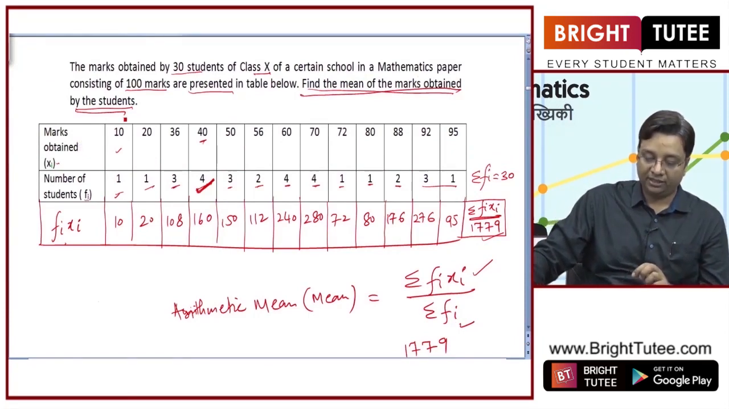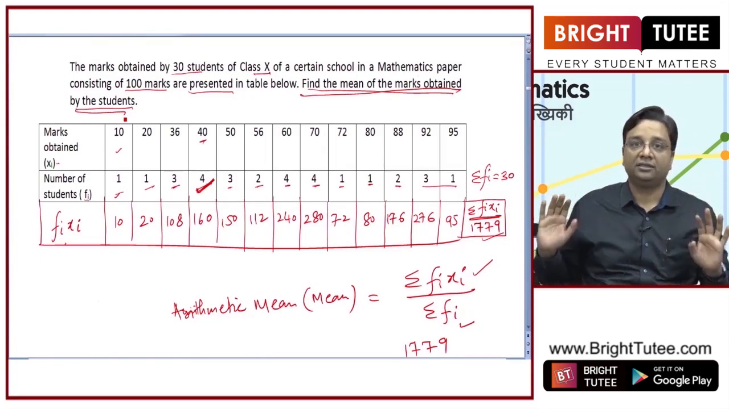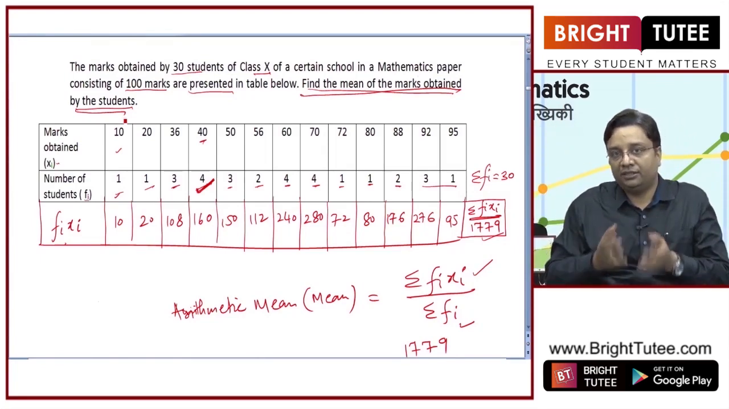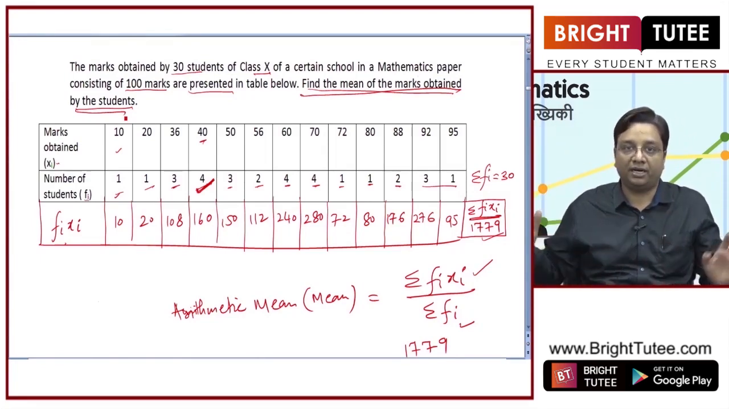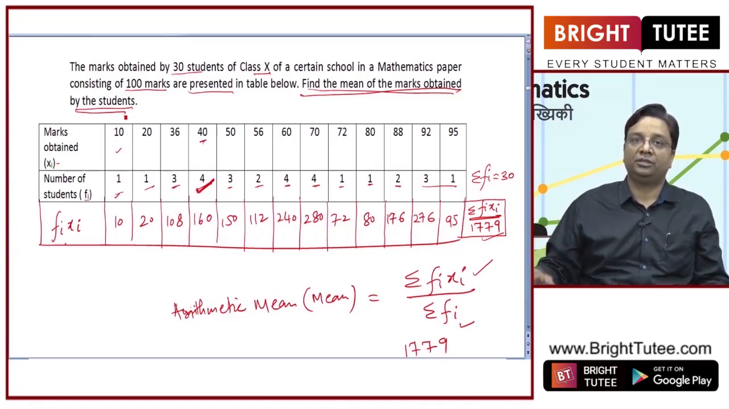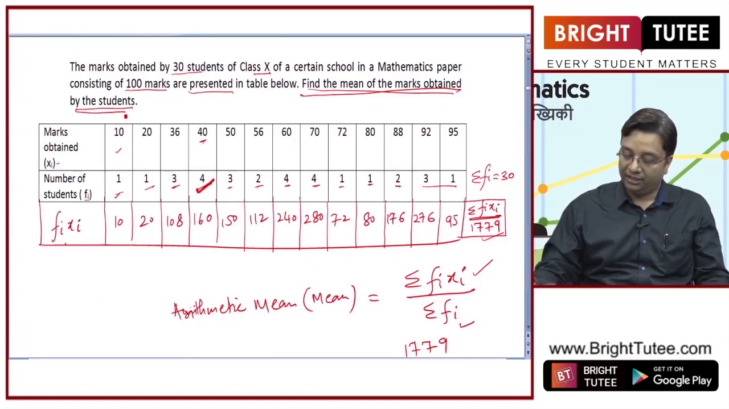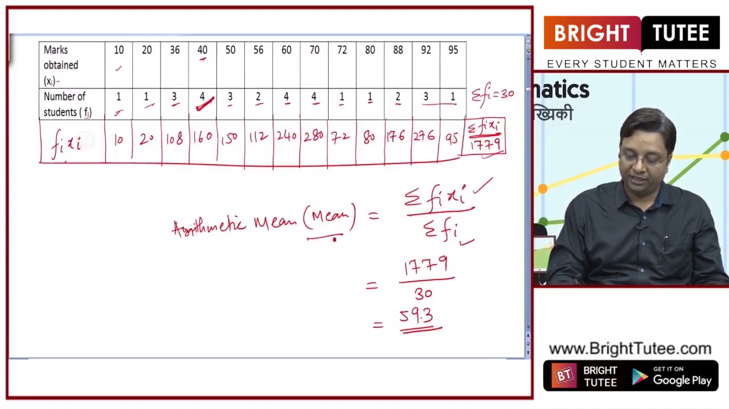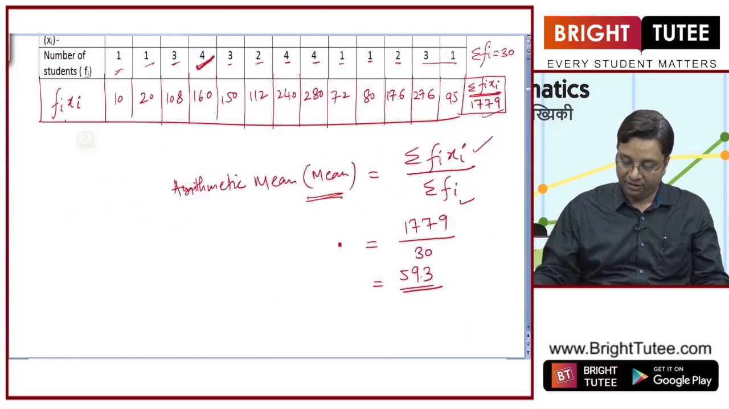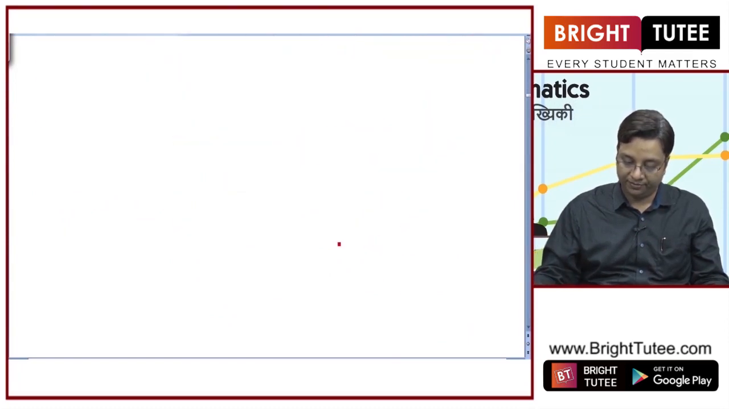How did I calculate this? I just added all the marks. So I calculated the sum of the total marks by calculating fi xi here, and the total number of students by calculating sigma fi here, right? And then I divided it. So this is the method that we already know. Okay, so let us look at the next question.